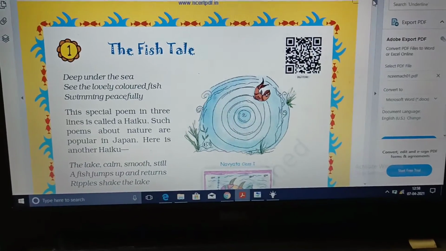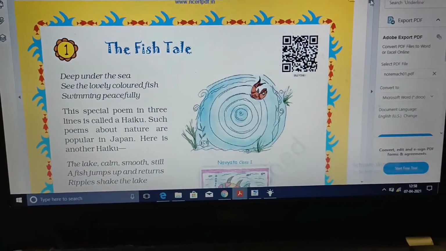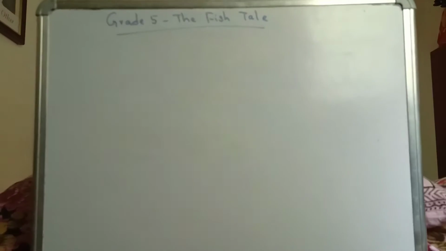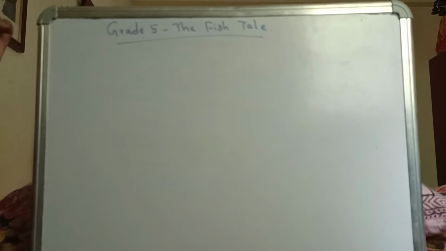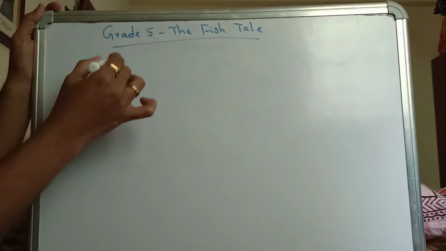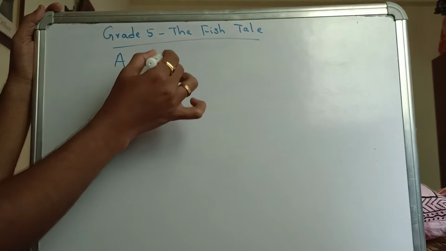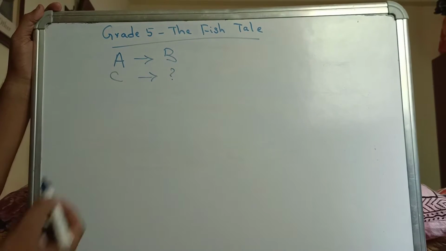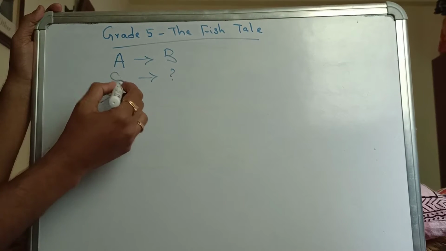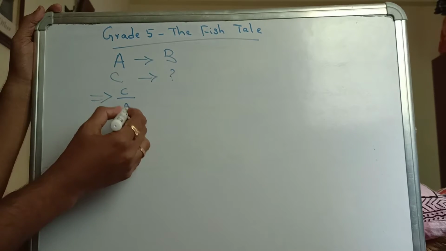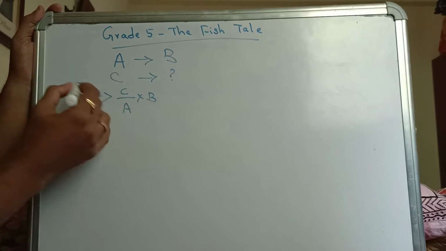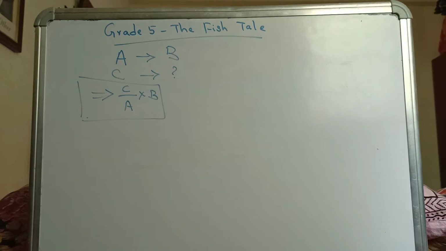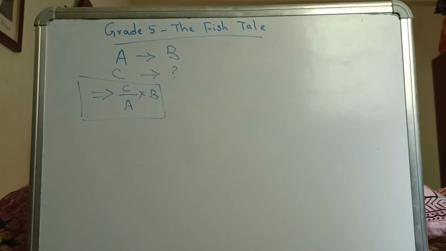The concept behind this chapter is direct proportion, which I taught you in the last class. Direct proportion is nothing but: if A is giving B, what will C give? It's a direct formula, isn't it? The number below divided by the number above, into the number above the question mark, which is C by A into B. We have seen some problems around it.